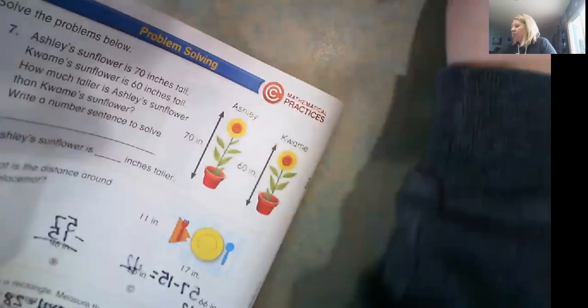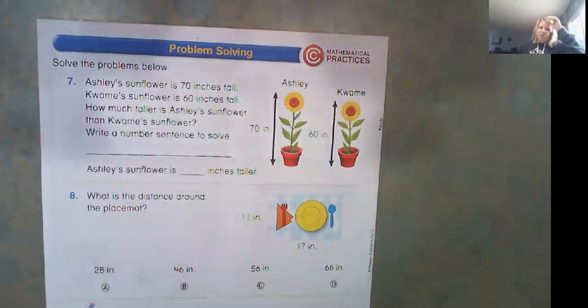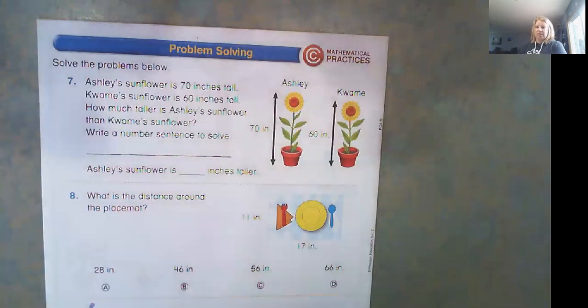All right. Oh, I need another piece of paper. Nice, though. All right. Ashley's sunflower is 70 inches tall. Kwame's sunflower is 60 inches tall. How much taller is Ashley's sunflower than Kwame's? Write the number sentence to solve.